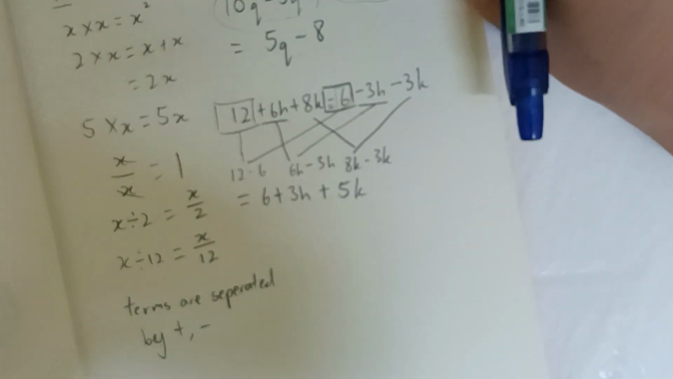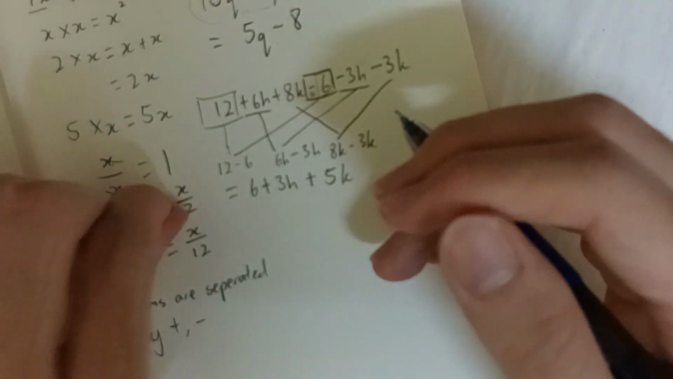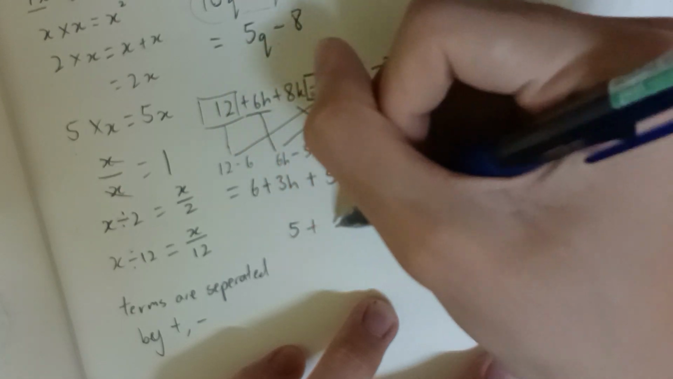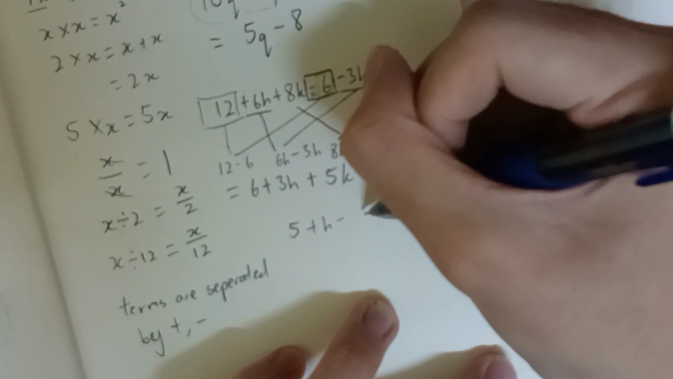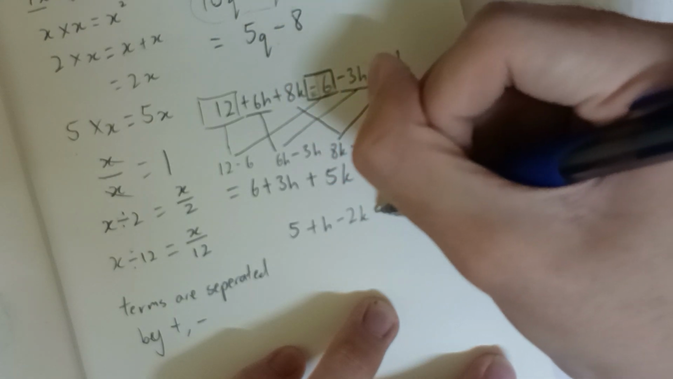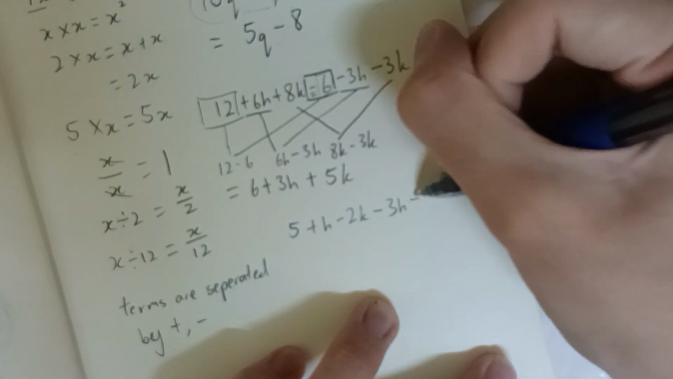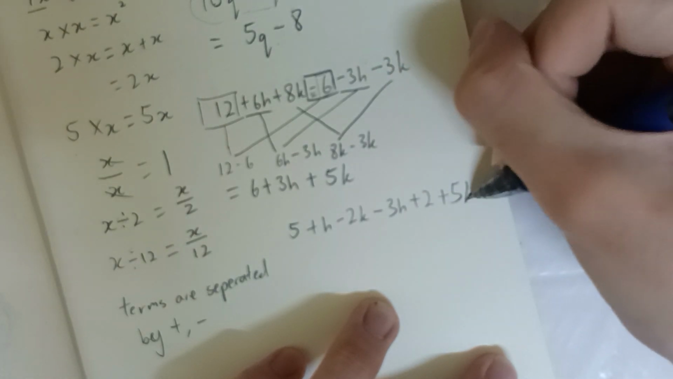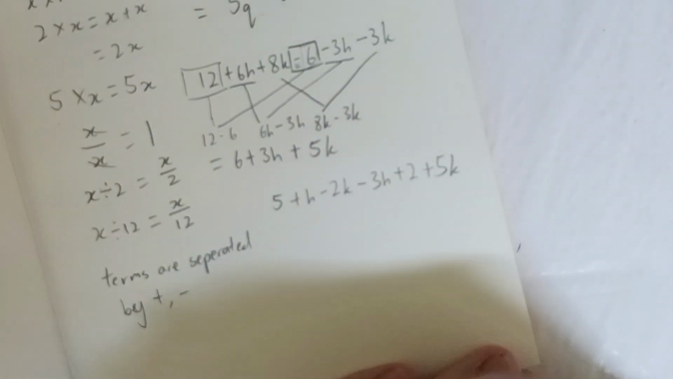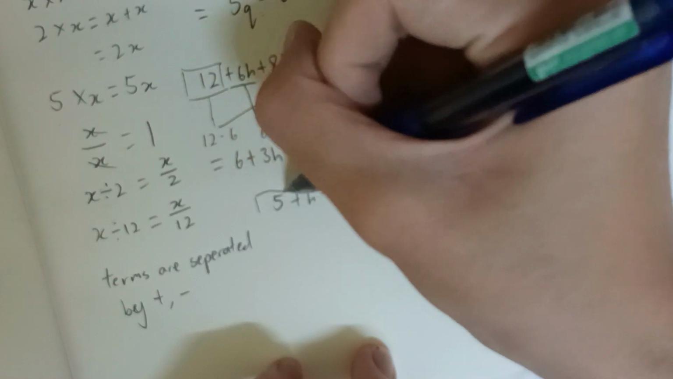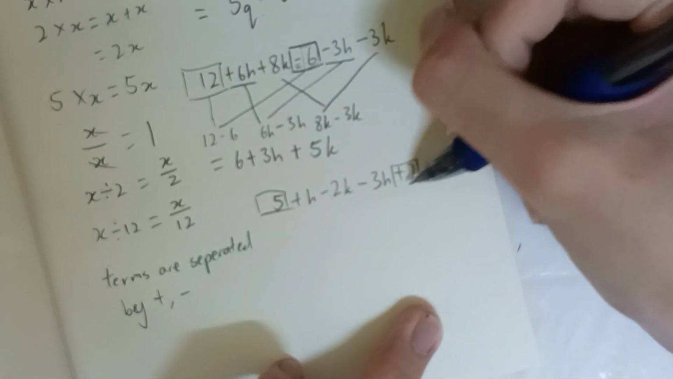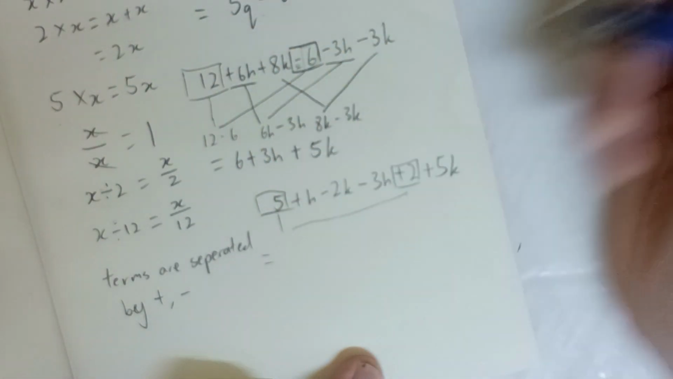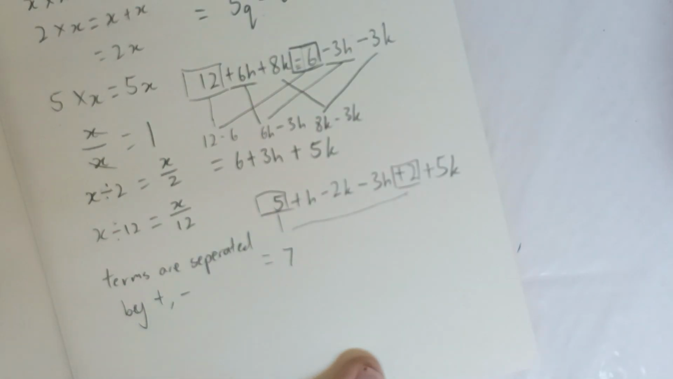One final example before this video gets way too long. Let's say I have 5 plus h minus 2k minus 3h plus 2 plus 5k. Okay, so here, again, let's do the same thing. Let's square up the numbers first, the constants. So here we have a regular 5 plus 2. Regular 5 plus 2, what do you get? 7. Should be very straightforward.